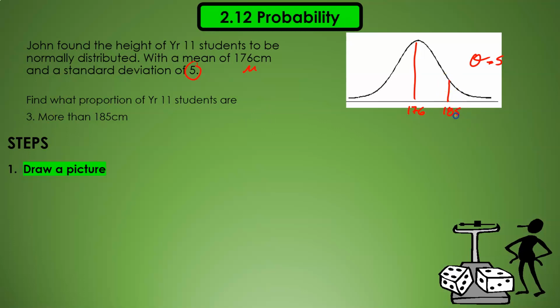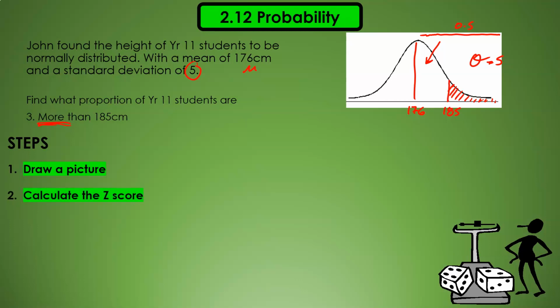185 is larger than 176, so it's to the right. We want to know more, so we're actually looking at the tail area. The table doesn't give us the tail area, it gives us from the mean, which is the white area. So if we work out the white area and take that away from 0.5, we will get our answer. Remember that half, everything from the mean above, is 0.5. We take away the white area, we're left with the red area.